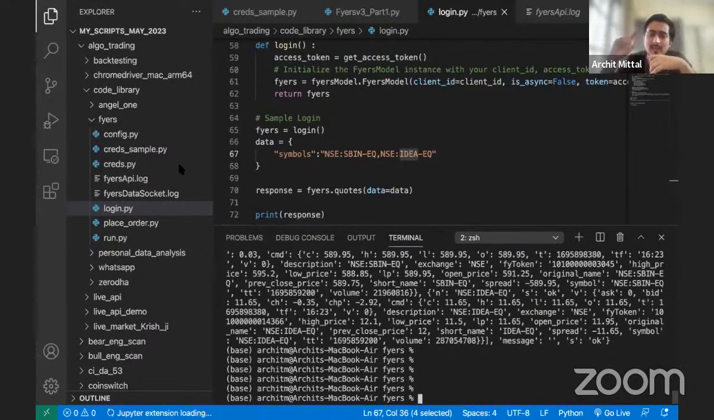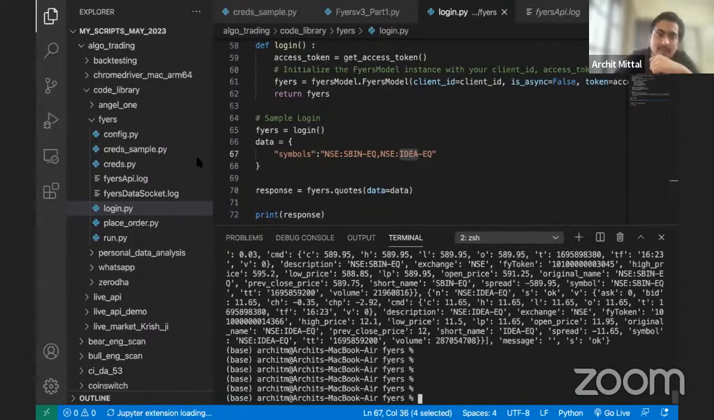I'm using two things. One is basic knowledge, which is there to just copy paste all this code. And the second thing is I'm using the FYERS documentation, the official documentation. So most of these things are given in the official documentation.